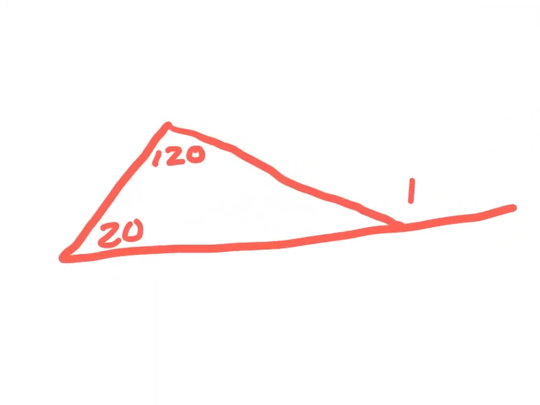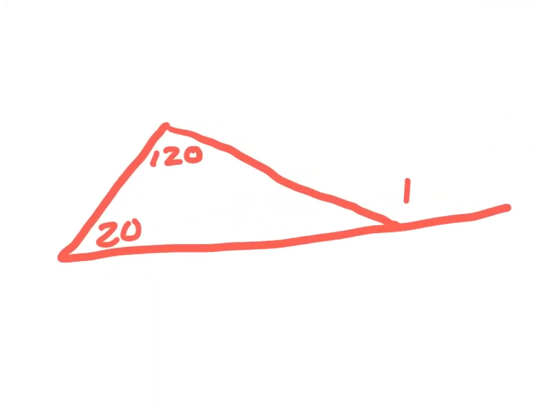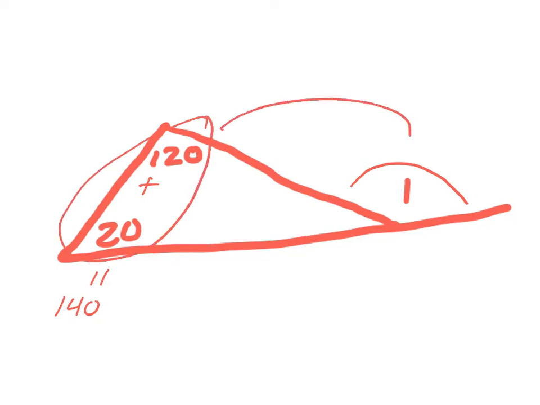All right, let's take a look at this. Let's say that I want to find out the measure of angle 1, which is this angle right there. How could I do that? 120 plus 20, which is equal to 140. Those 2 together will always be equal to this. And let me show you why.